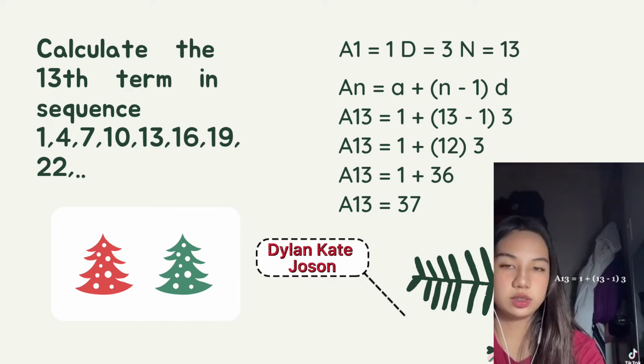The first thing that you're going to do is subtract 13 minus 1. The second is multiply 12 by 3. And then add 36 plus 1. And the answer is a13 equals 37.